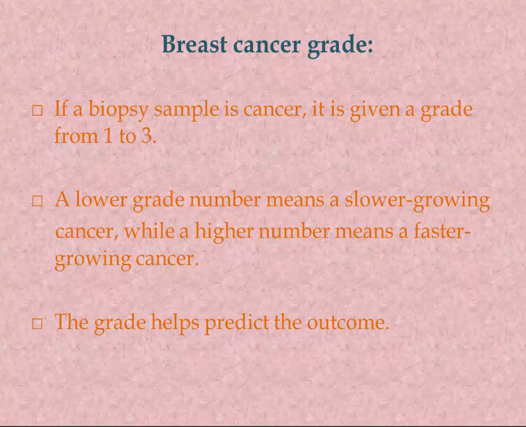Breast cancer grade. If a biopsy sample is cancer, it is given a grade from 1 to 3. A lower grade number means a slower growing cancer, while a higher number means a faster growing cancer. The grade helps predict the outcome.